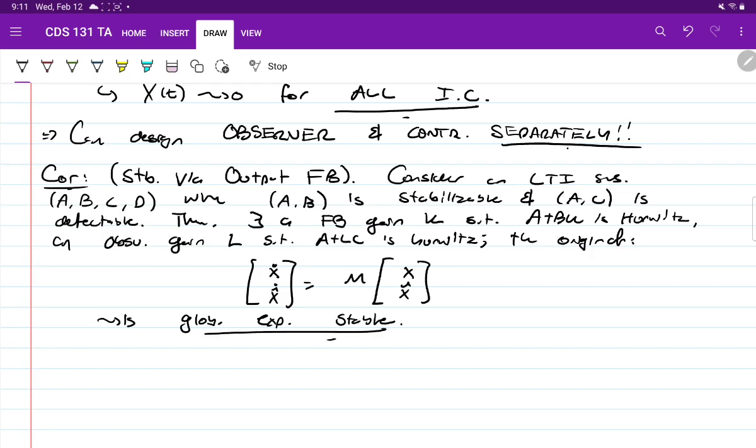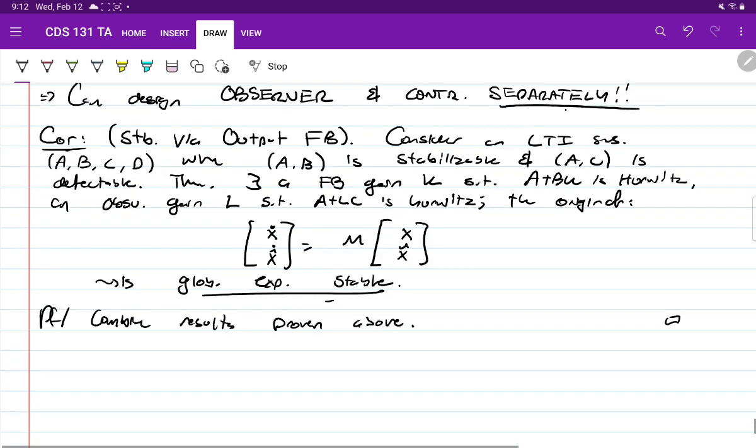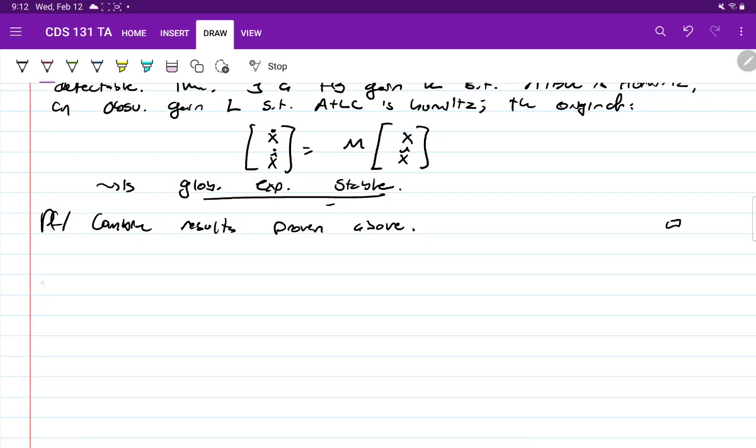So what we're saying is you design a feedback gain K such that A plus BK is Hurwitz, design an observer gain L such that A plus LC is Hurwitz, then you get global exponential stability of this full composite system. Okay? And the proof of this is really just combine the results proven above. Okay? All right. So what we've said is that as long as A comma B is stabilizable and A comma C is detectable, we can always do this output feedback solution. Okay? So what are the caveats, if any?